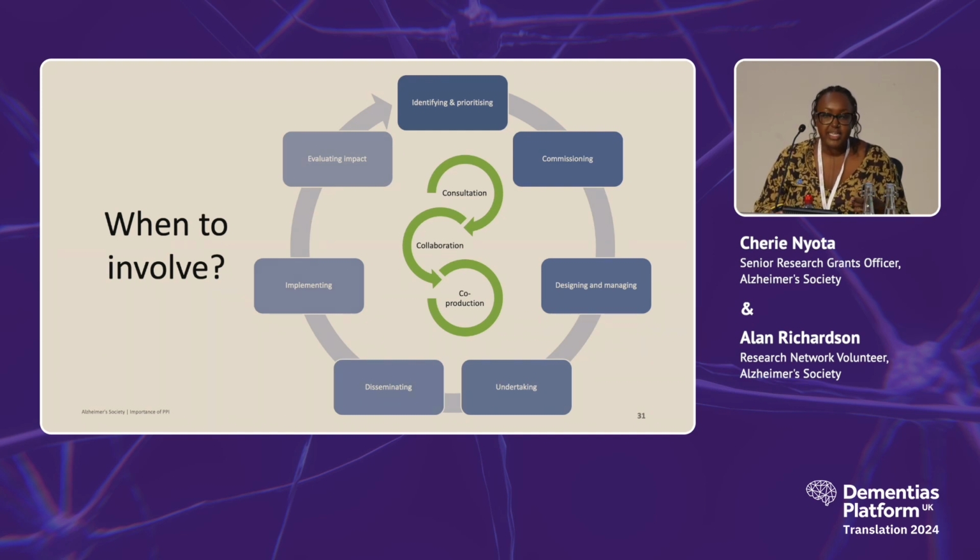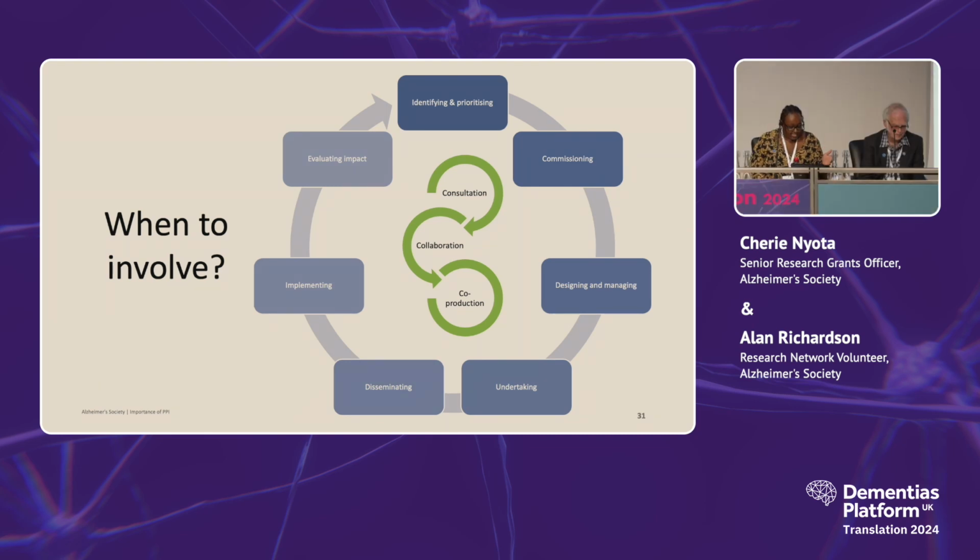You've got collaboration, which is that ongoing partnership with someone or a group of people affected by dementia. And then you've got co-production, which is an approach whereby researchers, practitioners, public health, and people affected by dementia all come together from the very beginning of the project to generate knowledge and go through the project. So Alan, I know you've been involved in all three types of involvement, so I was wondering if you could give us some examples.